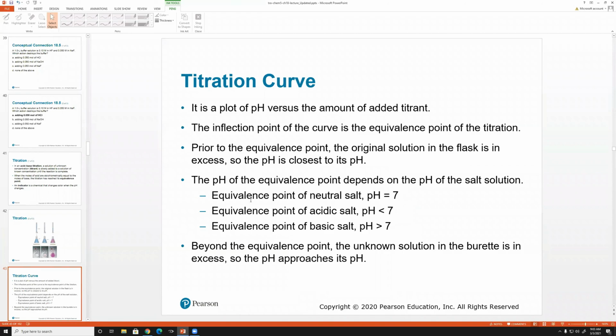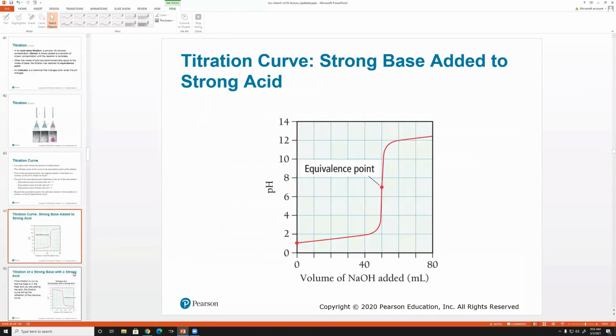And it depends. The equivalence point is not always 7. If you have acidic or basic salts, then the equivalence point varies. For an acidic salt, the equivalence point is less than 7. For a basic salt, meaning the conjugate, let's say we have a base buffer system, it would be greater than 7. So there's the equivalence point.